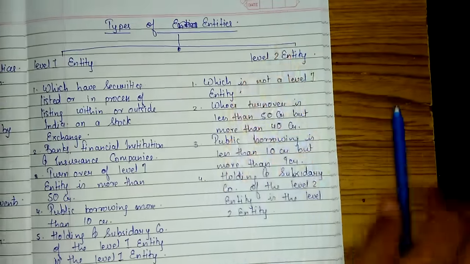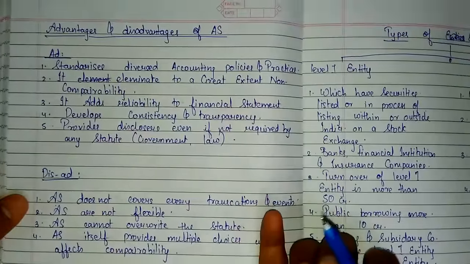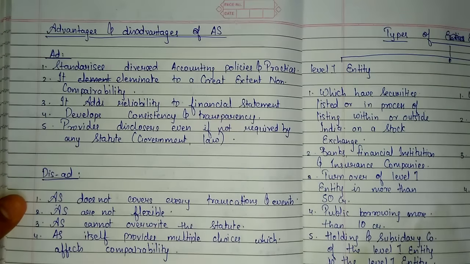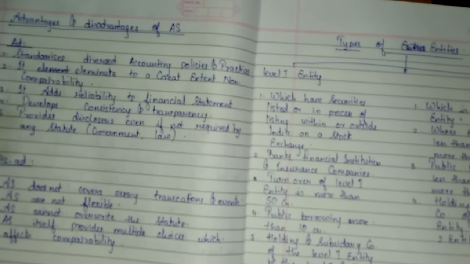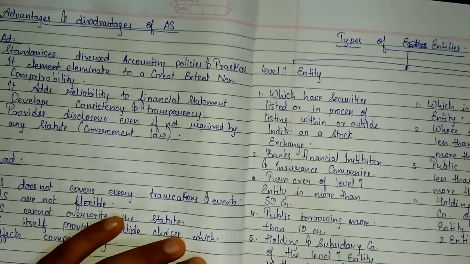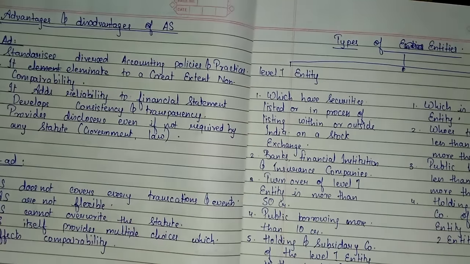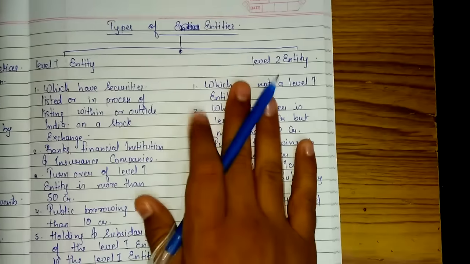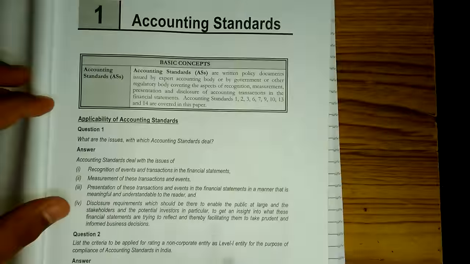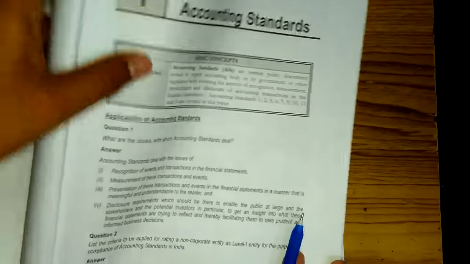Types of entity we have covered. We have seen the advantages and disadvantages of accounting standards. You all are studying accounting standards, so you should know why you are studying them. The basic question that any student asks is why we are studying accounting standards. What is the use of studying accounting standards? Okay. Types of entity. I'll show you the question asked in the practice manual.